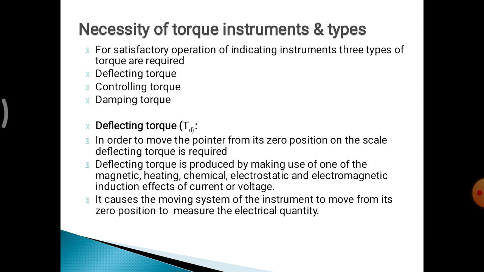In the deflecting torque, the pointer should move on the scale. For that, deflecting torque is compulsory. For that, we need some effects. It may be magnetic effect, heating effect, chemical, electrostatic, and electromagnetic induction. These all are effects you require. That is the working principle to move that pointer. After that only the pointer will move on your scale and it will be stopped. So it will be moving from the zero position to measure some electrical quantity.